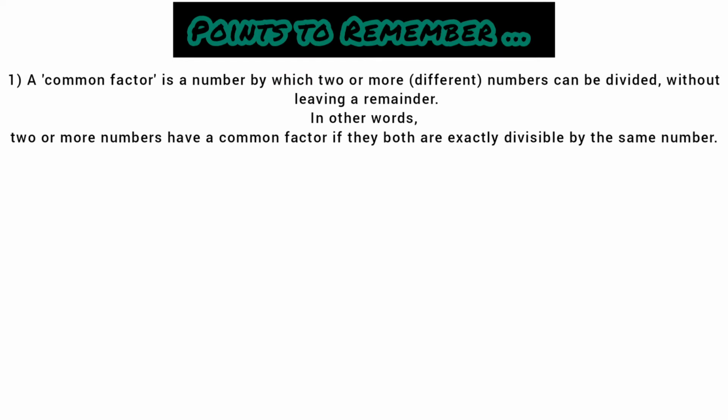A common factor is a number by which two or more different numbers can be divided without leaving a remainder. In other words, two or more numbers have a common factor if they both are exactly divisible by the same number. The number 1 is a factor of every number.